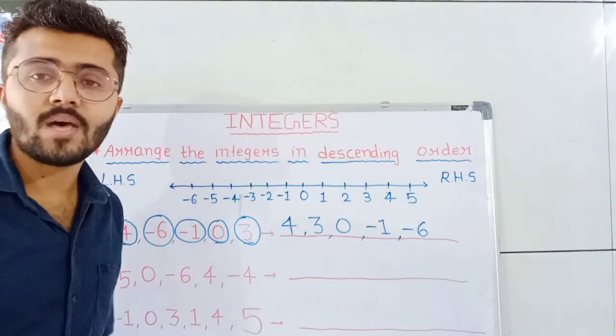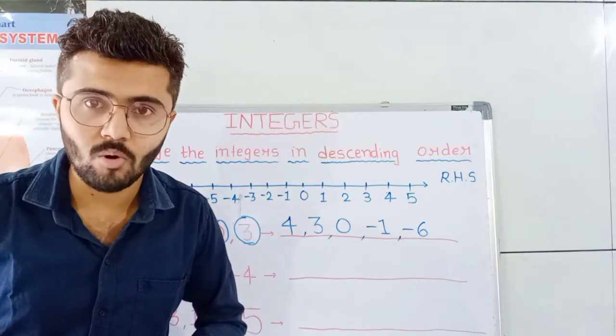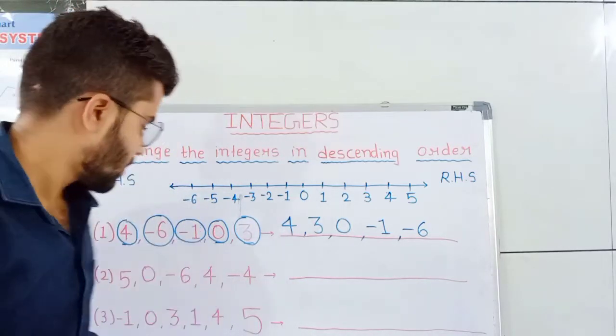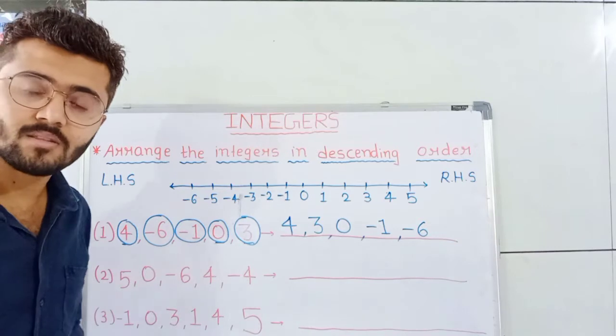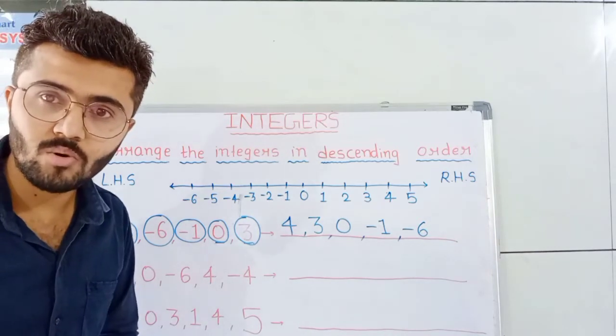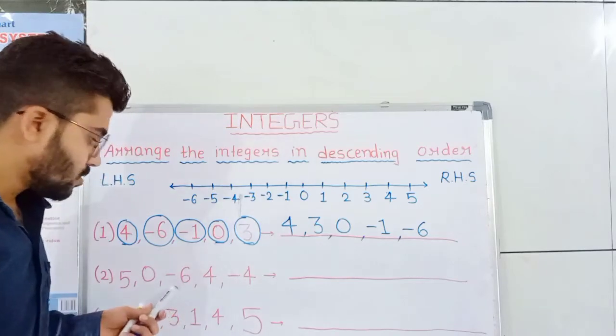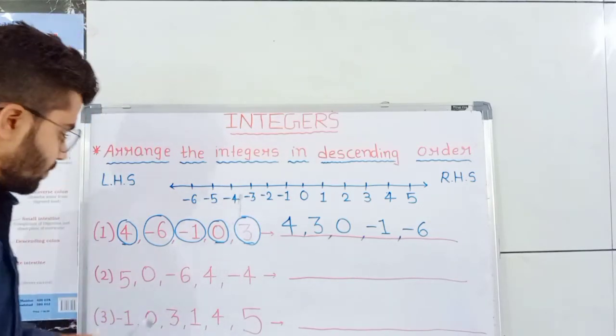So this is how we arrange the integers in descending order. I hope you would have understood the first question. Now if you would like to try the second and third by yourself, you can pause the video and then resume the video and check the answers. Let us solve the next question.